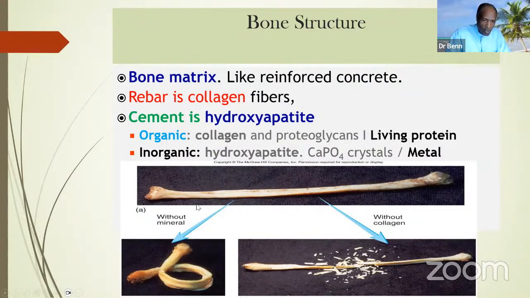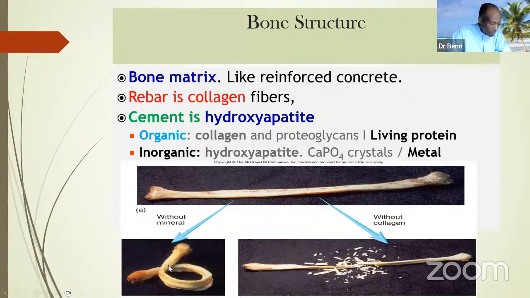Now, these images below, we're looking at a bone of the lower extremity. And if we remove the hydroxyapatite, or the metal part out of bone, or the calcium phosphorus, then all we have is the collagen. And bone becomes very, very soft, okay? So it has no structure. But if we took the organic portion, or the collagen portion, the living part, out, bone becomes very brittle and shatters if it is overstressed and breaks.